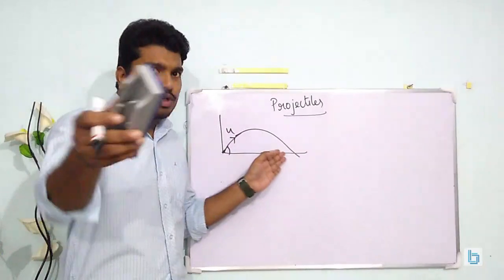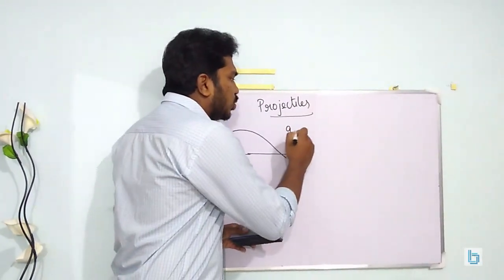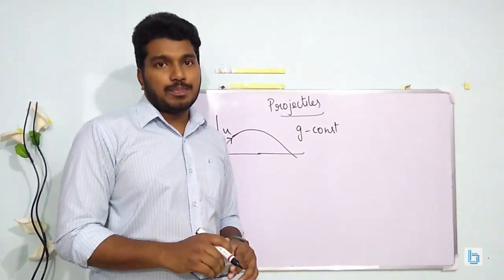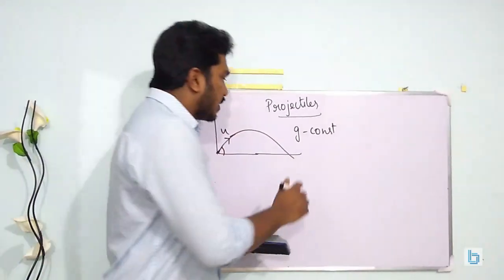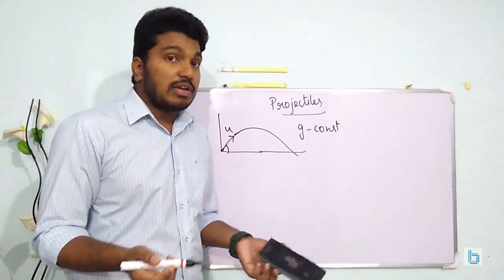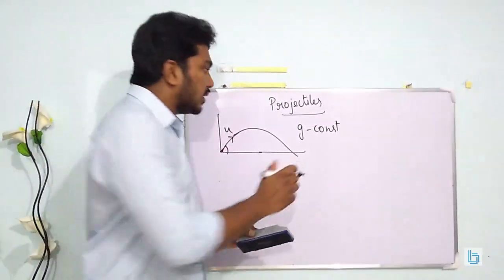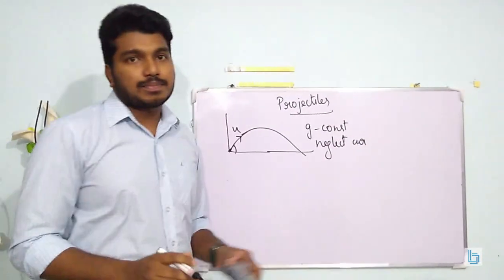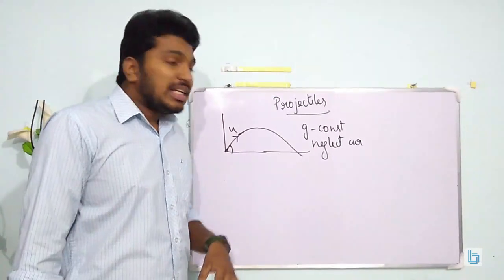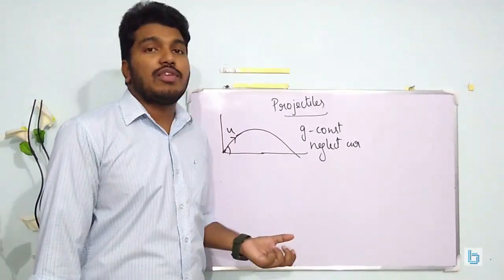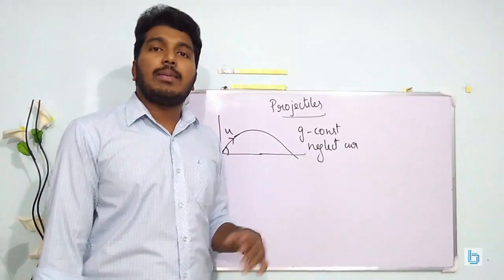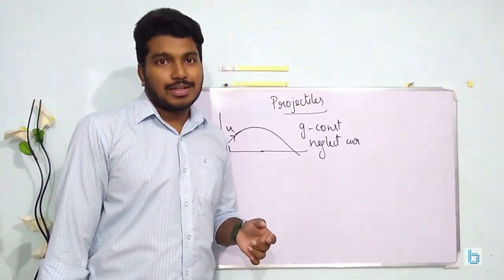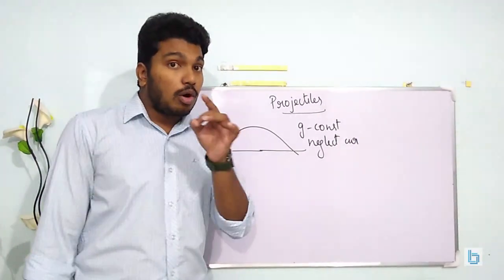Now, we will look at the assumptions. It is near the surface of the earth, so g is taken to be constant, with no variation in g. The second thing is that the earth has a curvature, but we neglect the curvature of the earth. And one more thing: g affects only the vertical component of velocity, and therefore the horizontal component of velocity will remain constant throughout the motion.